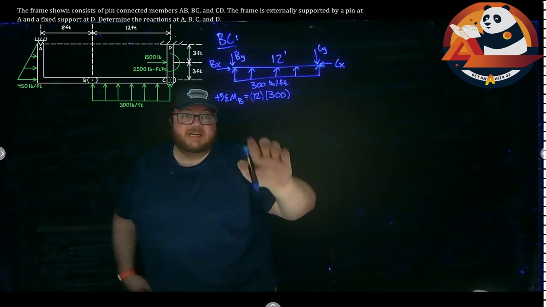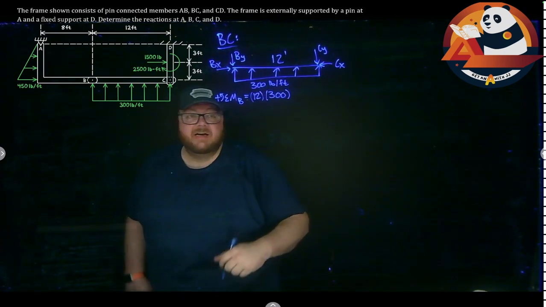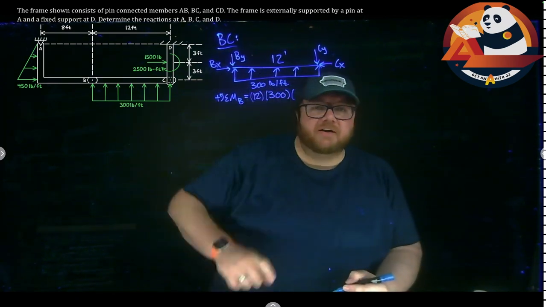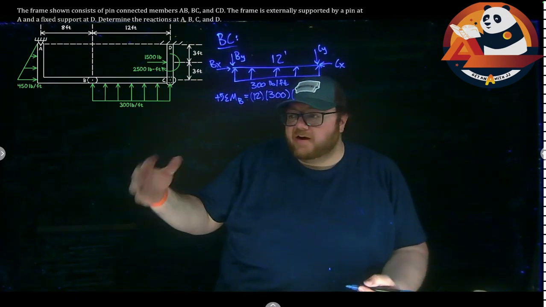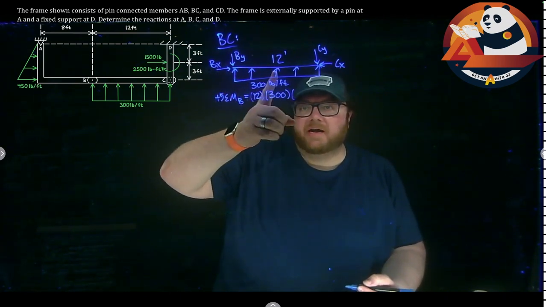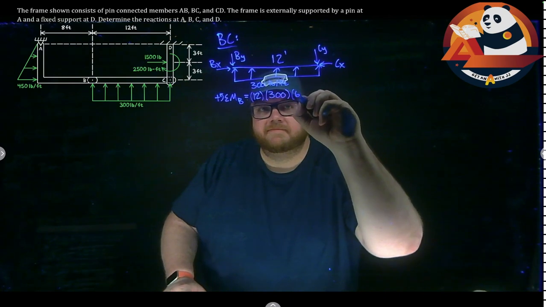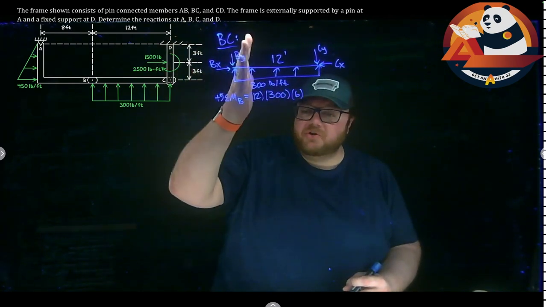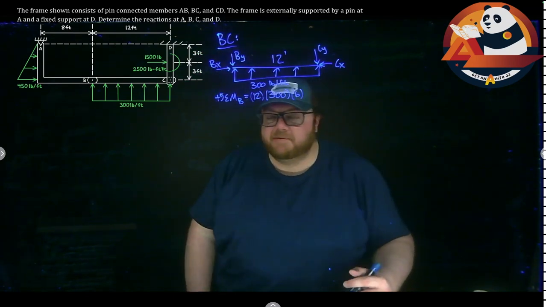Times a distance. I have force right now from the area. I need distance: my distance from B to the centroid of my rectangle. Well, the centroid of a rectangle is the very center of it. So from B to the middle, I go in half times 6. If that didn't start at point B, I'd have to first get to the rectangle and then go halfway in. But we're going to go on this one.